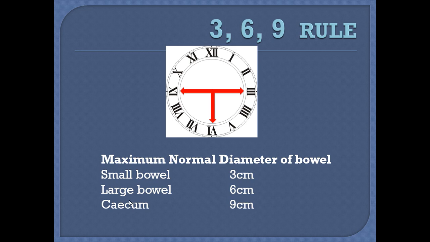We frequently use the 369 pattern as it is very easy to remember. Small bowel diameter is usually 3 cm, large bowel 6 cm, and cecum can maximally expand up to 9 cm, and beyond that limit there is a risk of perforation.